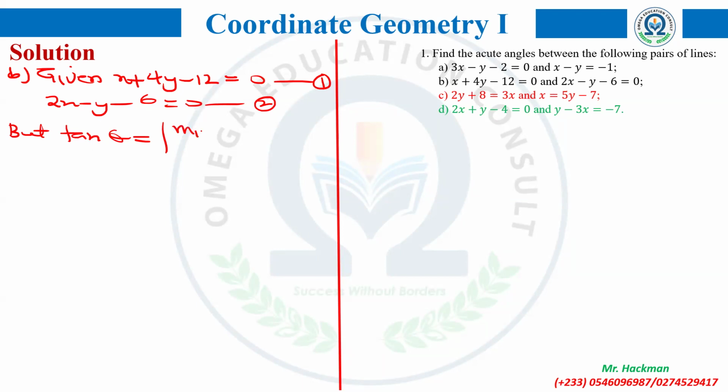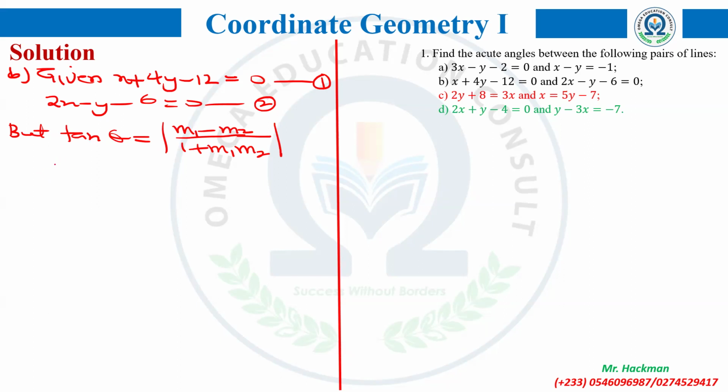M1 minus M2, all over 1 plus M1 M2, then absolute value. You close it. Okay, it's a cell. They're just like the bracket, only the bracket with a line. So immediately you open it, you close it, so that it doesn't come out. If it comes out, then it will come out with, if it's negative, reformed or transformed.